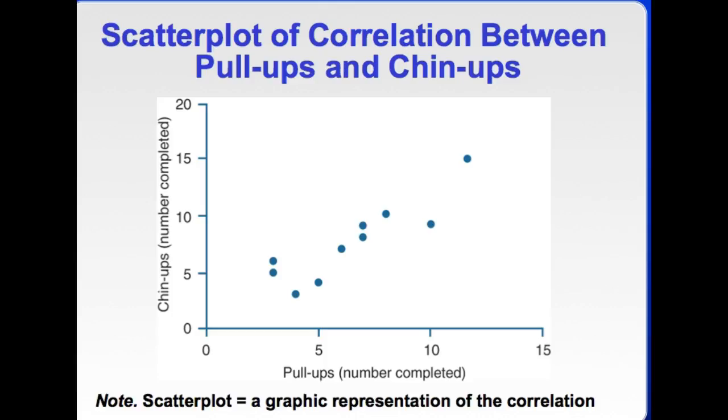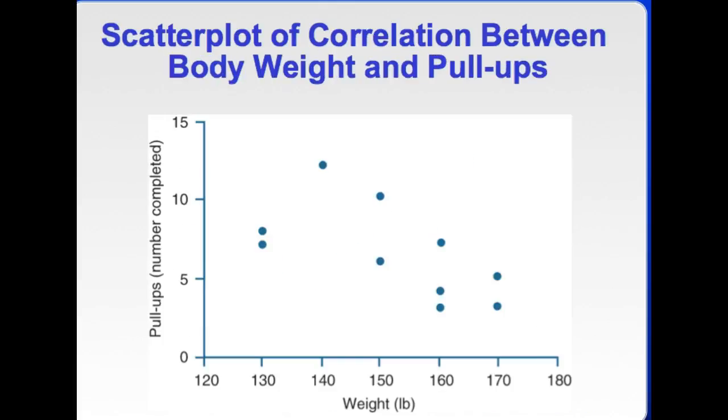Here's a scatter plot of correlations between pull-ups and chin-ups. Note the scatter plot equals a graphic representation of the correlation. So you have chin-ups, the number completed, and the correlation between the pull-ups, number completed. This is a scatter plot of correlation between the body weight and pull-ups. So you can see the correlation between how much body weight someone has compared to the number of pull-ups that they can do.